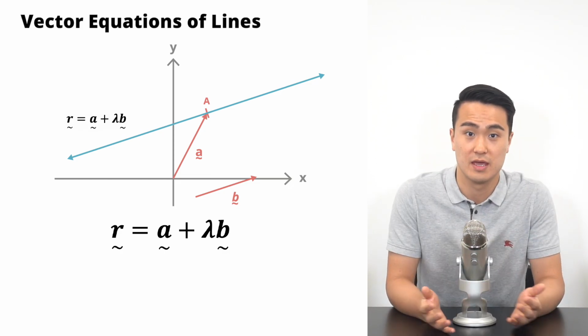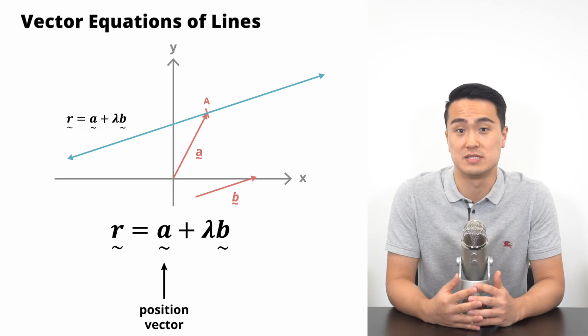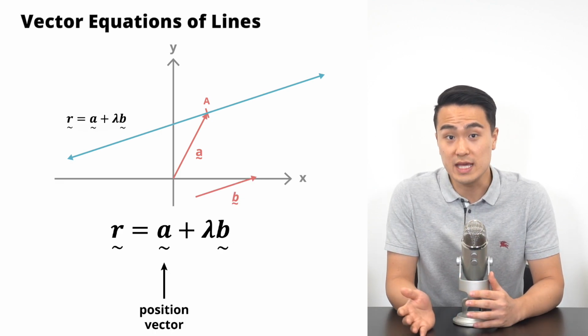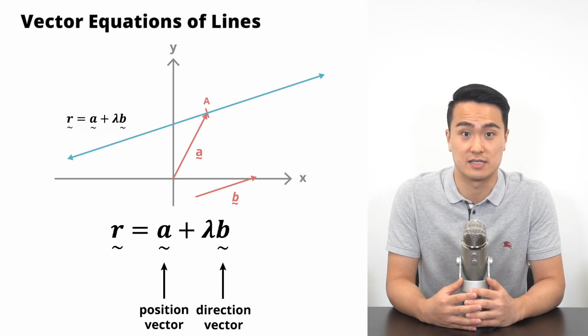to another. Since we know vector A lies on that line, we call A the position vector. Since B tells us the direction in which it's heading, we call B the direction vector.